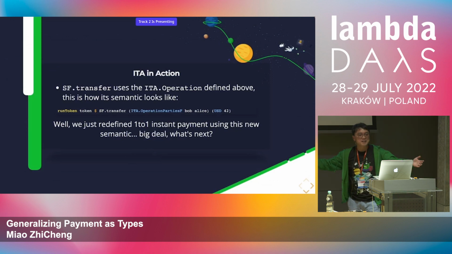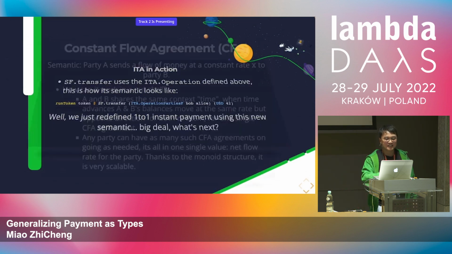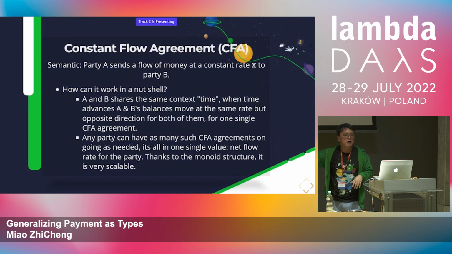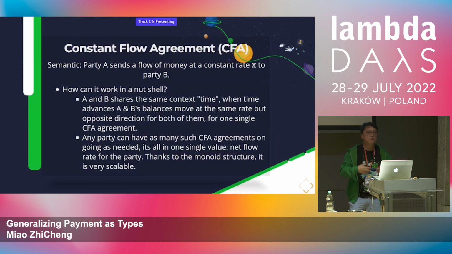So I basically here do a transfer from Bob to Alice, $42, with all those 20 minutes of build-up. Waste of time. Okay, but now we have something new, right? Now we're going to use all this framework to define something called a constant flow agreement, which is a way to say party A is sending a flow of money at a constant rate X to party B. How can it work in a nutshell, right? So A and B share the same context, which is a starting point, very important. The context is time.